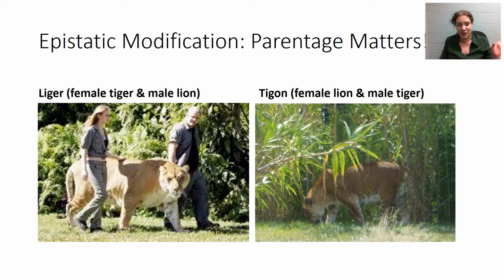This is kind of where we get to look at our last example, the ligers and the tigons, crossbreeds between lions and tigers. The liger in particular is a cross between a female tiger and a male lion. The order of the parents actually does make a difference. Ligers are bigger than either parental species. They grow to be larger than tigers or lions, so that's a terrifying size. The people in that picture are normal height, and that's them walking with a liger.